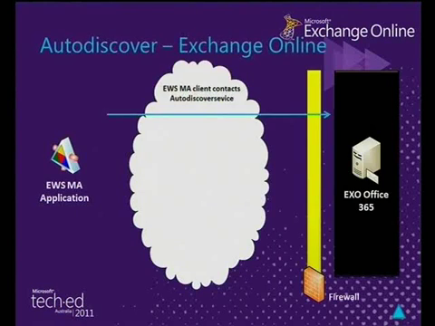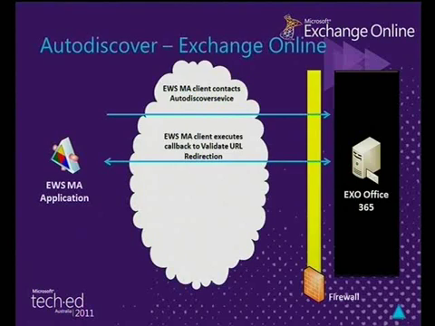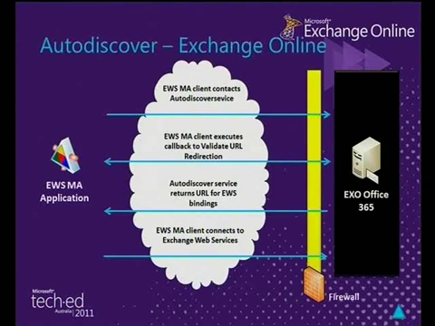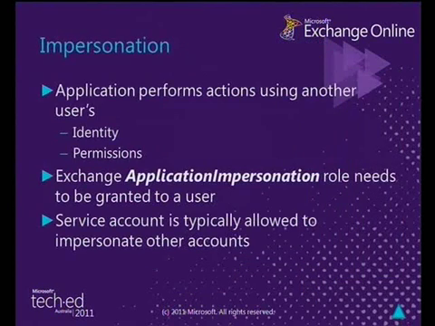How that works is you basically call the client contacts Auto-Discover service. It'll do a validate URL via a callback. So it'll basically sit there, and the callback will come and say, this is the URL for the Exchange web service for that particular user. And then it will push it up and give you the ability to do whatever you need to do via the Exchange web services.